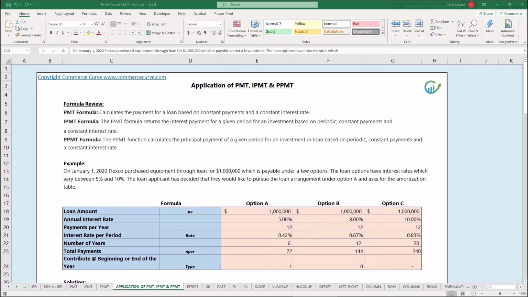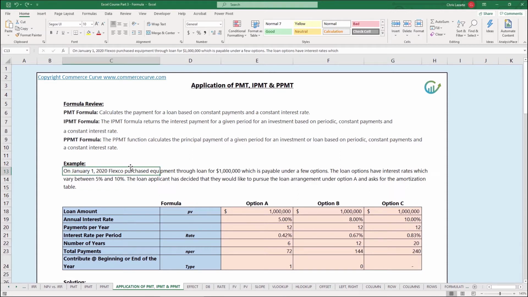the loan amortization table. So in order to calculate what the loan amortization schedule is going to look like, we can apply our three formulas, the payment, IPMT, and principal payment formula. Let's take a look at the options in greater detail. In option A, we have the loan amount of $1 million, which is consistently applied across all three options. The annual interest rate varies from 5 to 10%. The payments per year is monthly, so 12 payments per year.